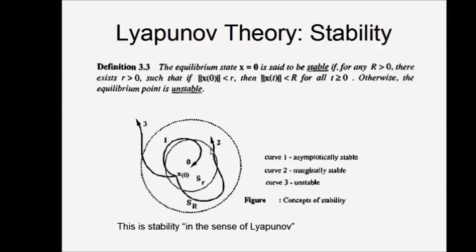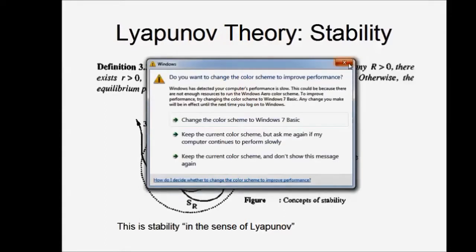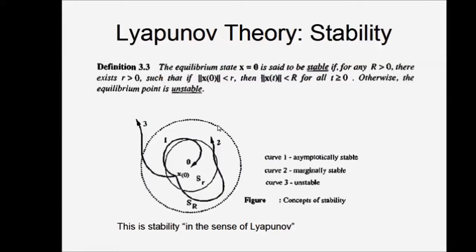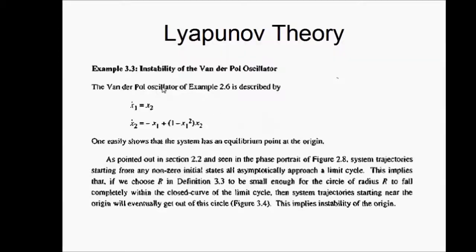So if we look at this diagram, take any capital R, the dotted circle is the capital R, and corresponding to that, there must exist a small r for any capital R. This should happen. So even if there is one capital R for which there is no small r such that this condition is true, then the equilibrium point is unstable. So this should be true for any capital R. The any is important, of course.